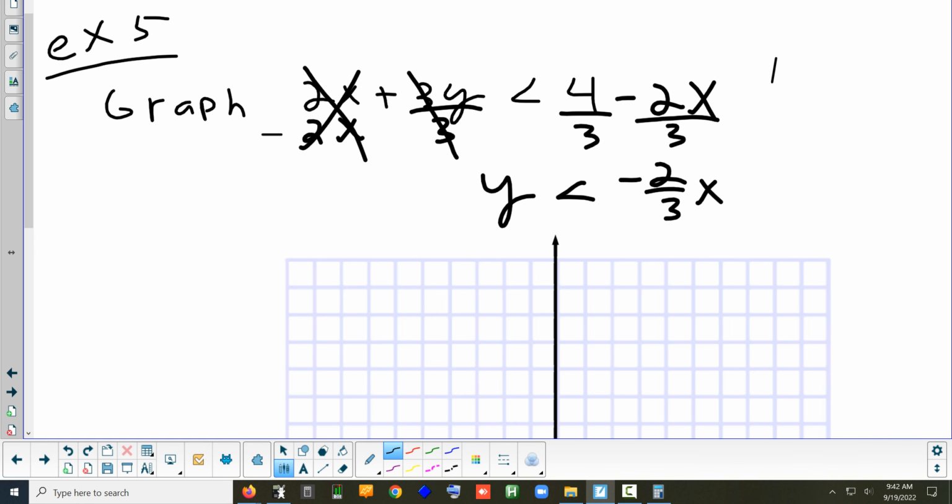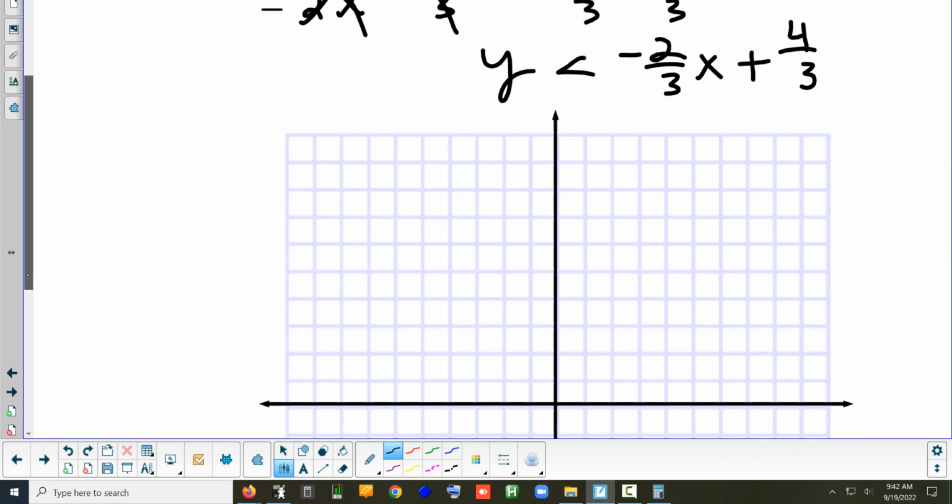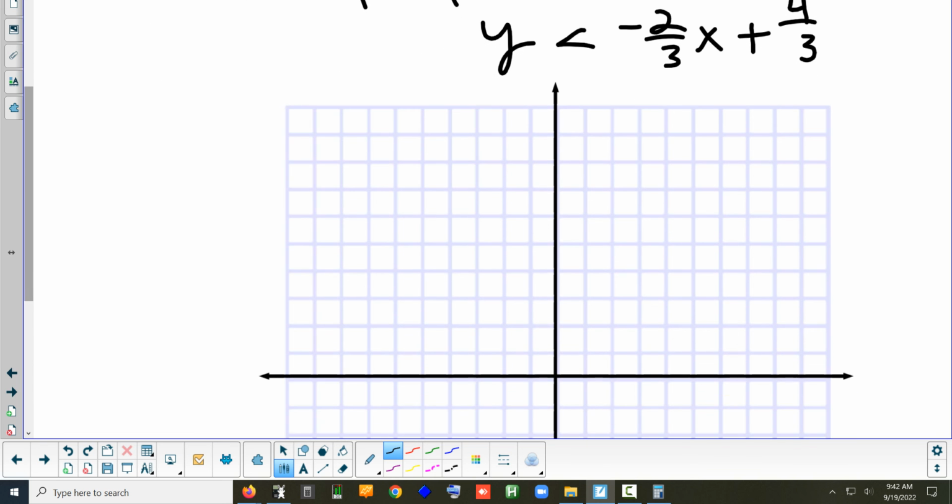there's my slope, negative 2/3 x. And my y-intercept is 4/3, which is 1 1/3. Thinking of it as a mixed number is easier to graph. So 1 1/3. So put your y-intercept. And then from the y-intercept, how do I move to get the next point on the graph? Up or down, how many? And then left or right, how many?